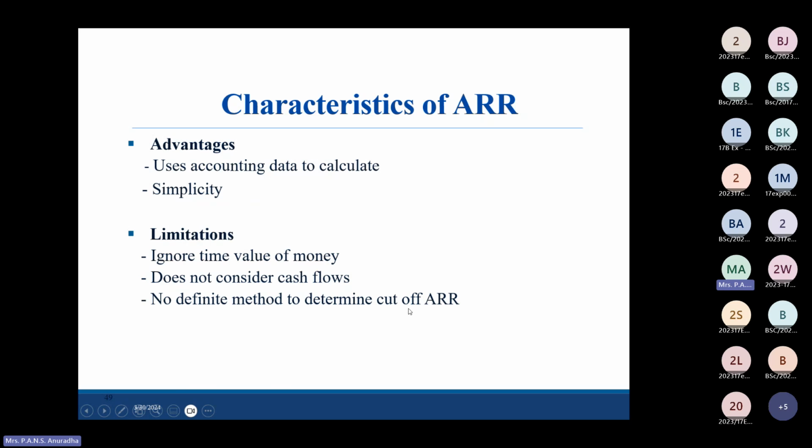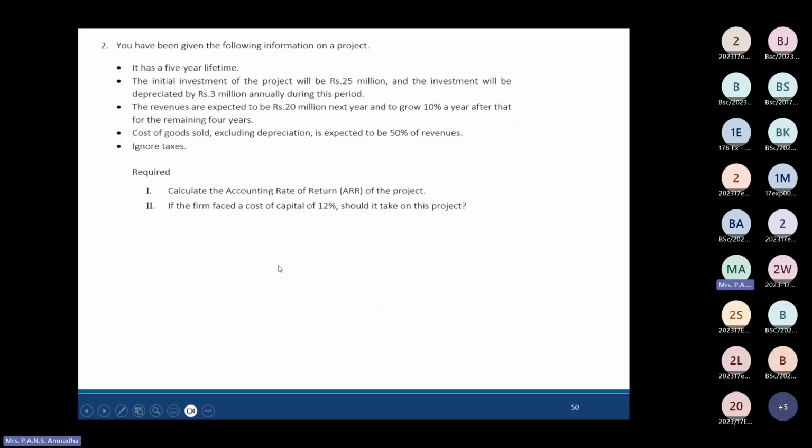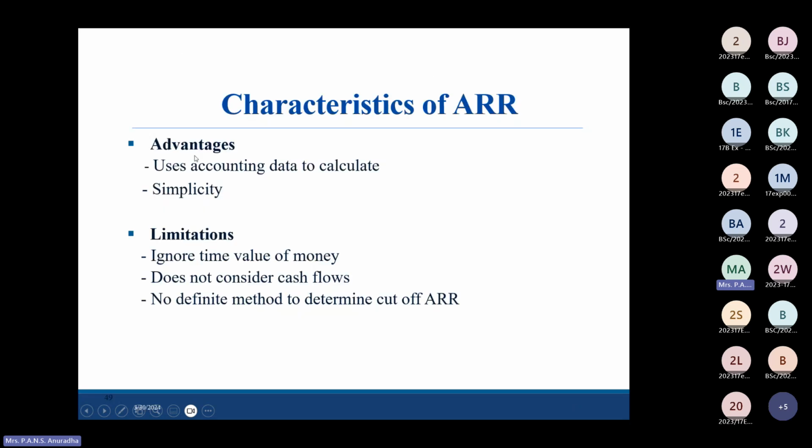Right. If you look at the characteristics of the accounting rate of return, you can identify some advantages and limitations like this. This is based on the accounting data. So getting data is easy, because normally from the income statement you can take the accounting data like profit. This is very simple again, like payback period.